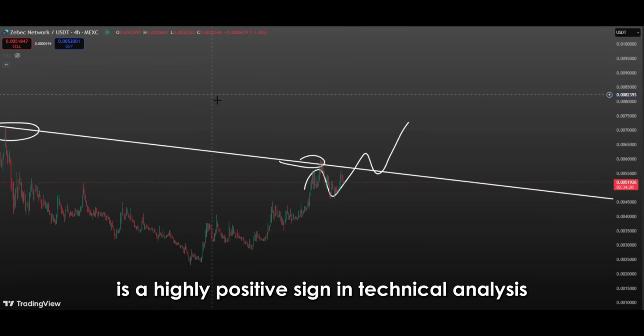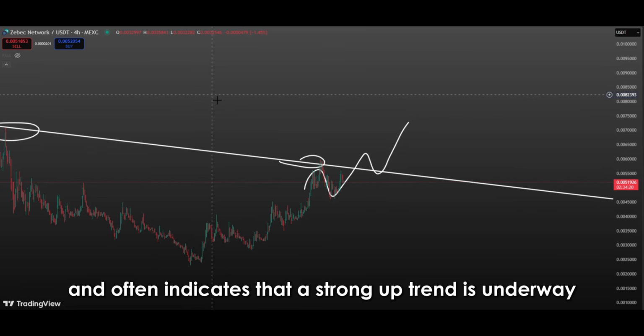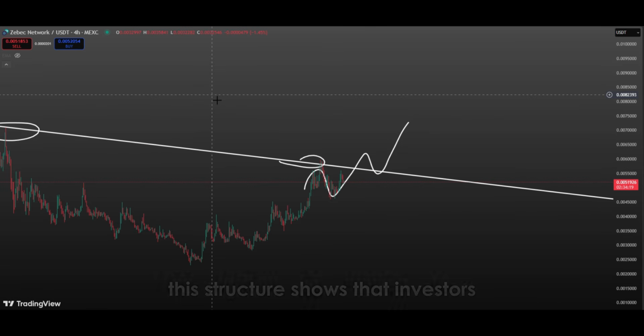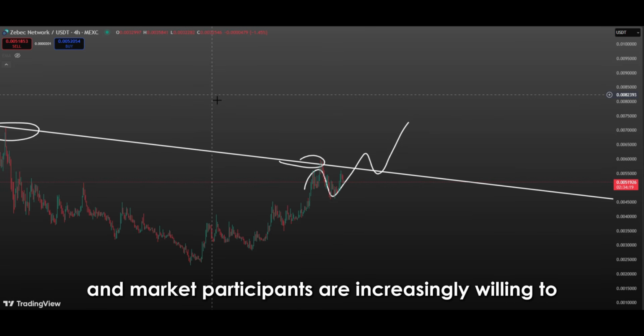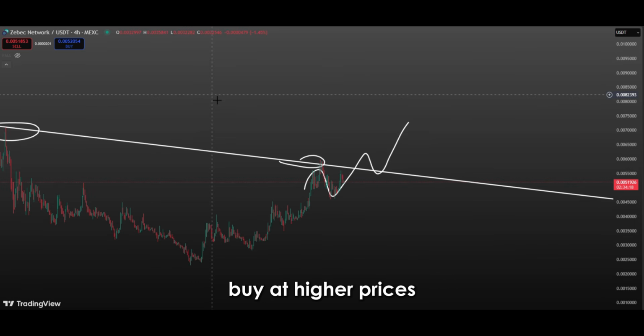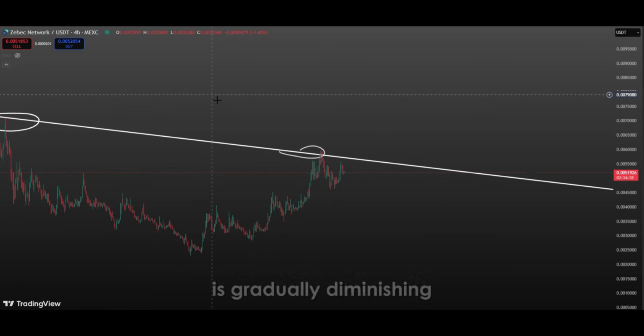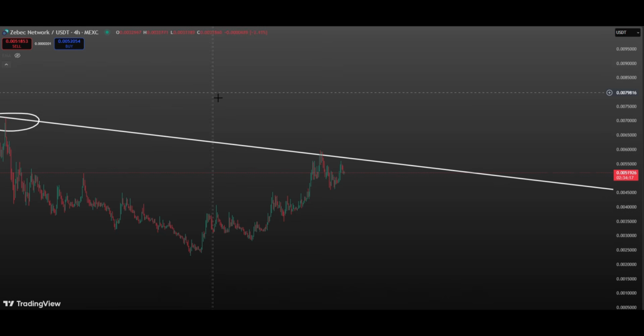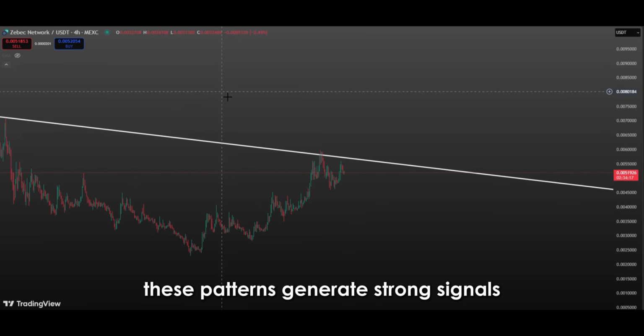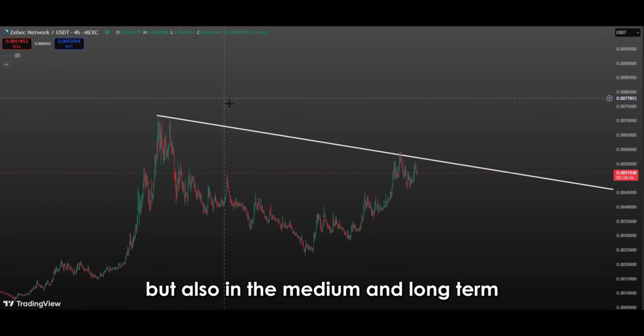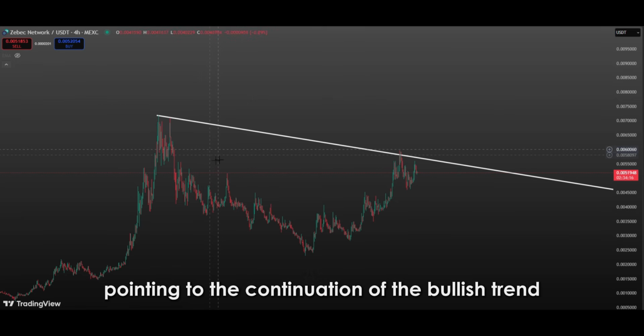in technical analysis and often indicates that a strong uptrend is underway. This structure shows that investors and market participants are increasingly willing to buy at higher prices, suggesting that buyers dominate the market and selling pressure is gradually diminishing. These patterns generate strong signals, not only in the short term, but also in the medium and long term, pointing to the continuation of the bullish trend.